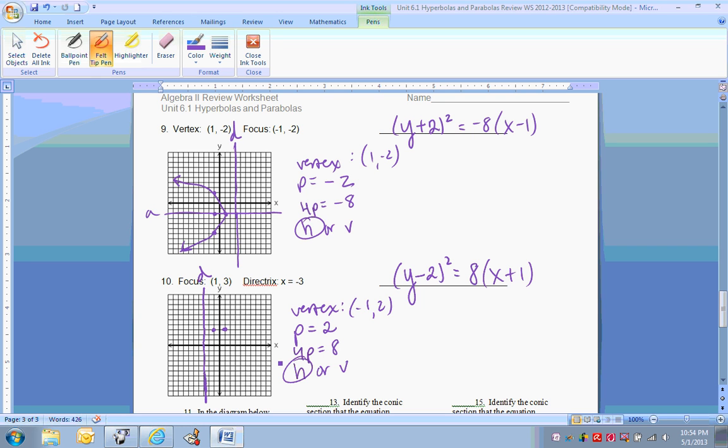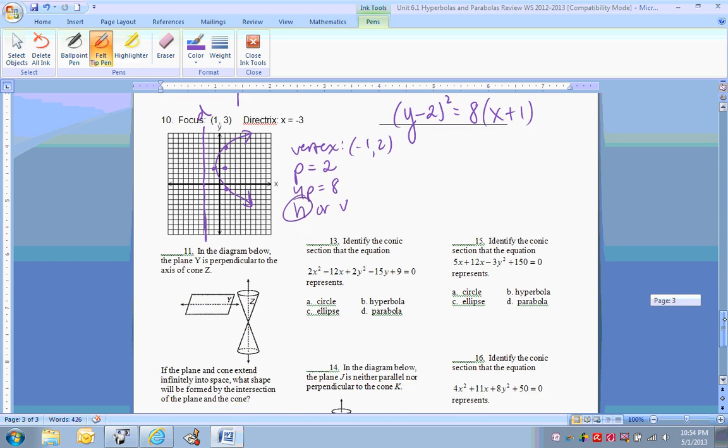Okay, so I can go ahead and finish this out. Since 4p is 8, the absolute value of 8 is 8. So my 2 points on either side of my focus are going to be 8 apart. So I count up 4 and down 4 from my focus, and then I connect those points. And there's my parabola.